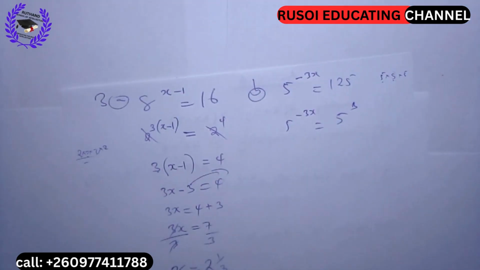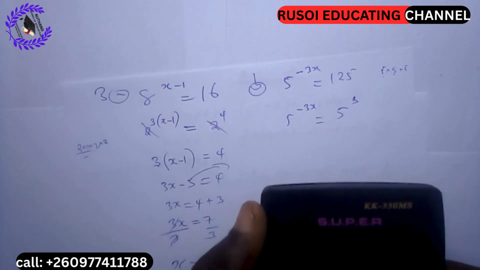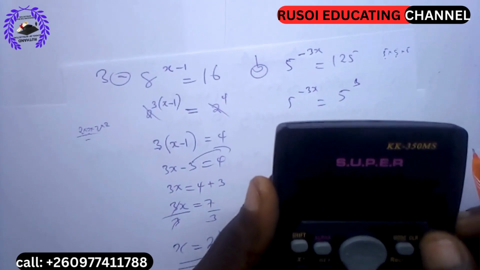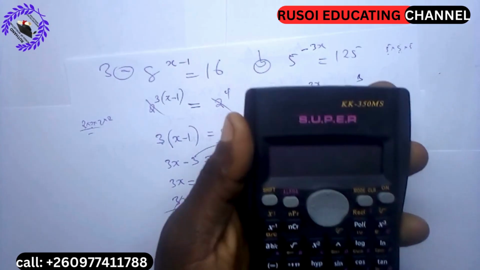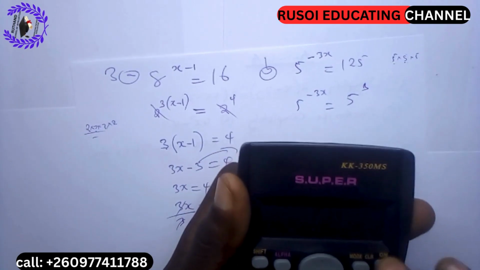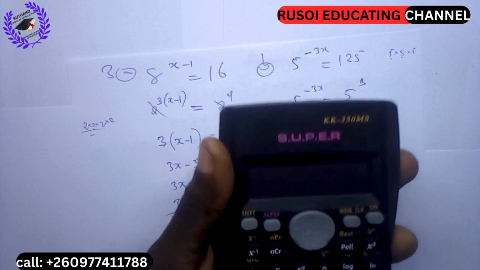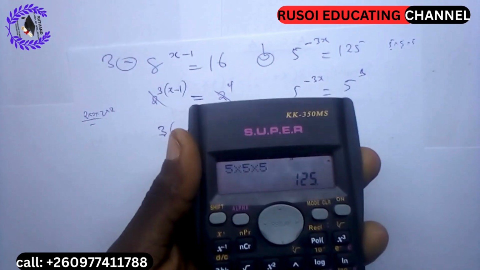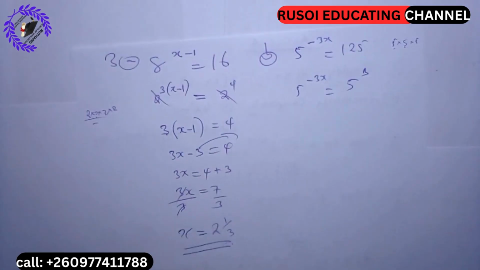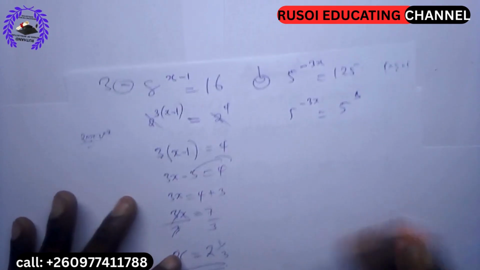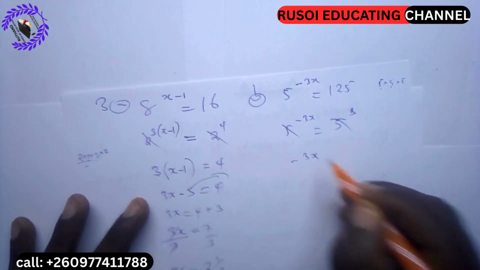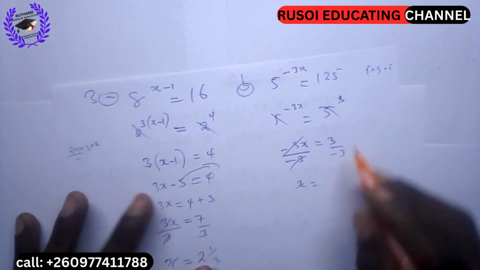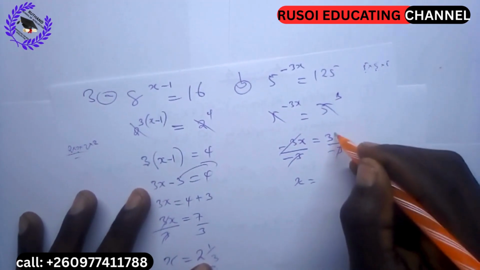Let's prove 125 using the calculator. If 5 multiplied by 5 multiplied by 5 gives you 125, it means the answer that you have found is correct. So then you cancel the bases. So you say negative 3x is equal to 3, divided by negative 3 on both sides. x is equal to... the 3 here cancels 3, 1, 3, 1.